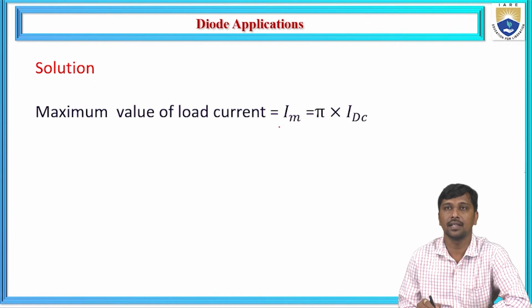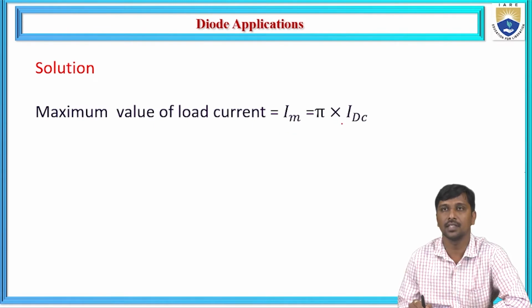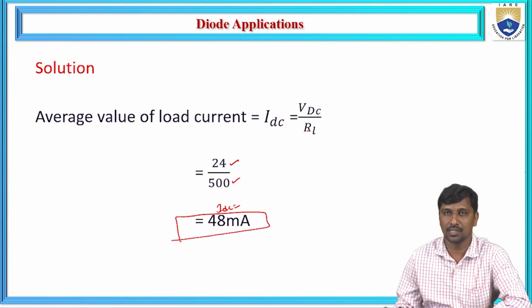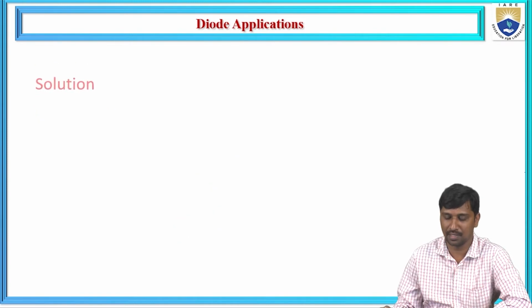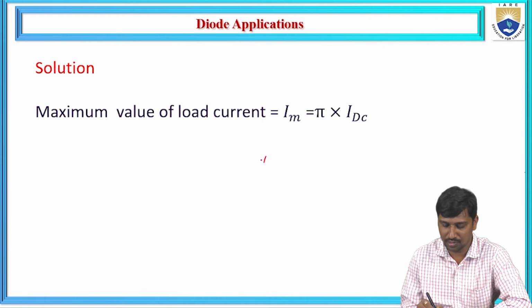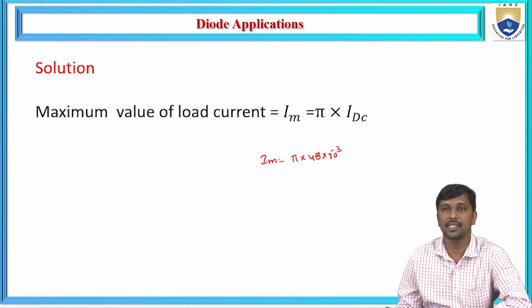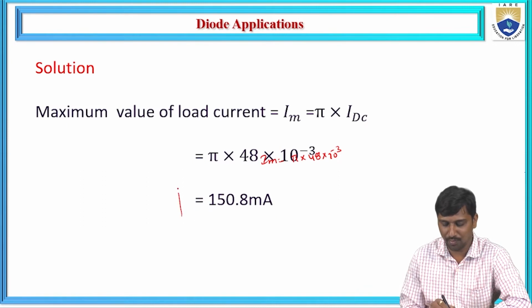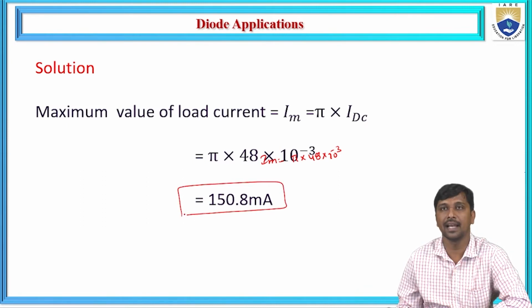Now we need to calculate the maximum load current. That maximum load current is defined as pi times IDC. Previously we observed this IDC value, 48 milliamperes. Hence you substitute Im is equal to pi into 48 milliamperes. Then it gives the maximum current, which is equal to 150.8 milliamperes.